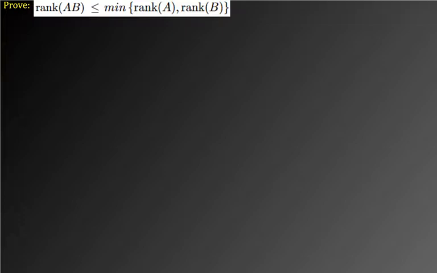All right, so to do something like this, we actually need to do it in cases. So case 1, I'm going to prove the rank of AB is less than or equal to the rank of A. And then the other one I'm going to prove is the rank of AB is less than or equal to the rank of B. And if you've proven both those, then you've proven that it's less than or equal to the minimum.